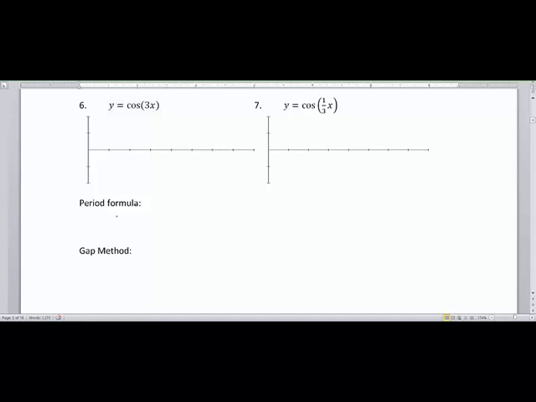Okay, so what this means is that we have the cosine formula of high, medium, low, medium, high, medium, low, medium, high.